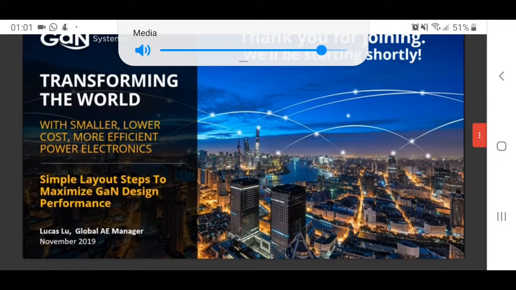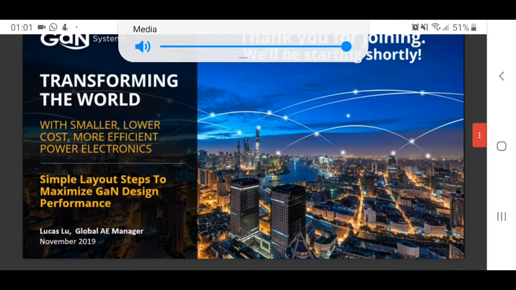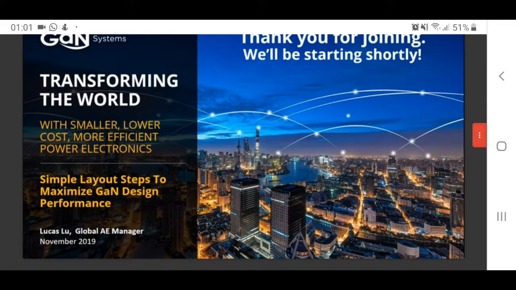I'm here with Lucas Liu, manager of our applications engineering team based in Ottawa, Canada. Today, we'll review the fundamentals of good engineering design as it relates to layout of GaN device power circuits.